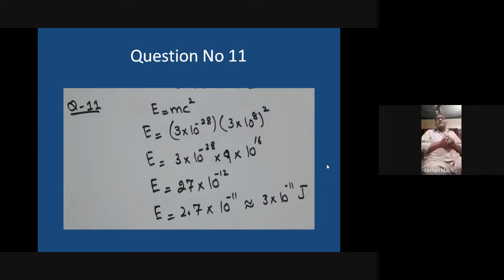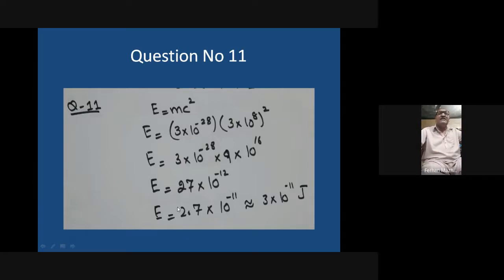E equals mc squared. The m value is 3 × 10^-28. The c value, the speed of light, is 3 × 10^8, and we have to put a square around it. It's the game of calculator. You will write 3 exp minus 28 multiply bracket start 3 exp 8 bracket close square equals to, the answer will be 2.7 × 10^-11.